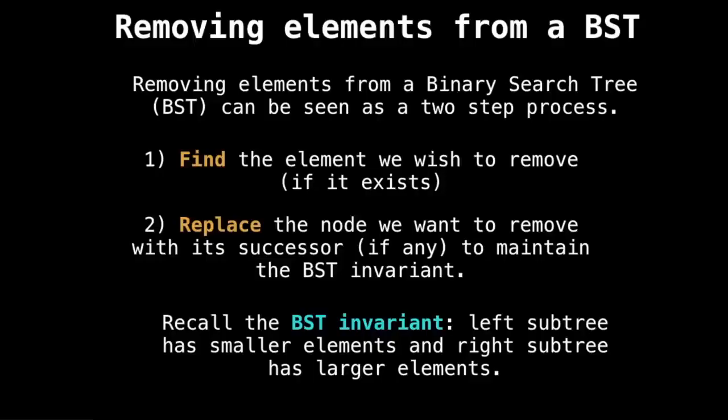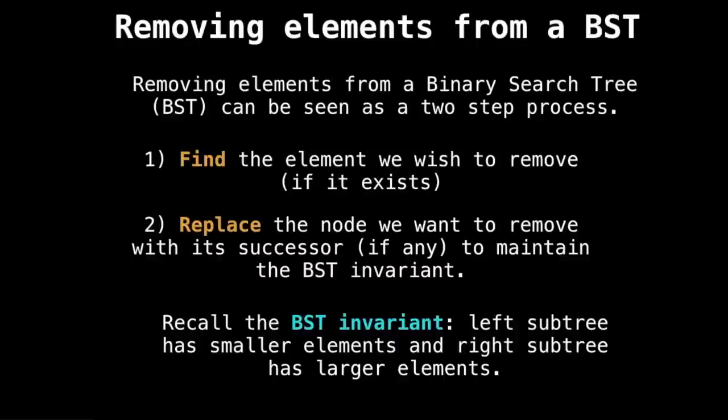So when we're removing elements from a binary search tree, you can think of it as a two-step process. First, we have to find the element we wish to remove within the binary search tree, if it exists at all. And in the second stage, we want to replace the node we're removing with its successor, if one exists, in order to maintain the binary search tree invariant.